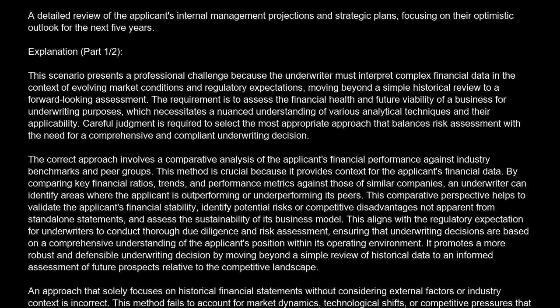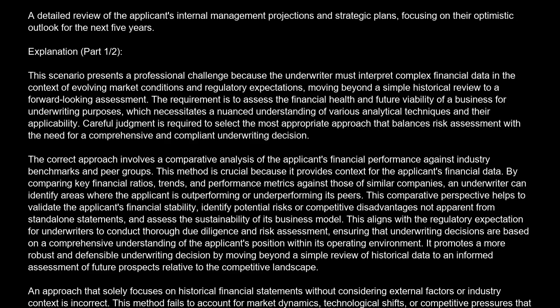This comparative perspective helps to validate the applicant's financial stability, identify potential risks or competitive disadvantages not apparent from standalone statements, and assess the sustainability of its business model. This aligns with the regulatory expectation for underwriters to conduct thorough due diligence and risk assessment, ensuring that underwriting decisions are based on a comprehensive understanding of the applicant's position within its operating environment.